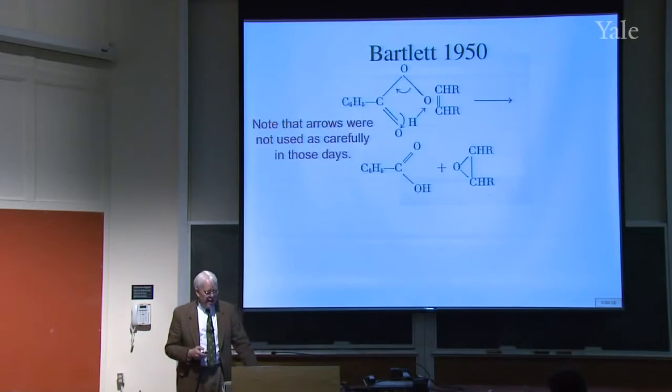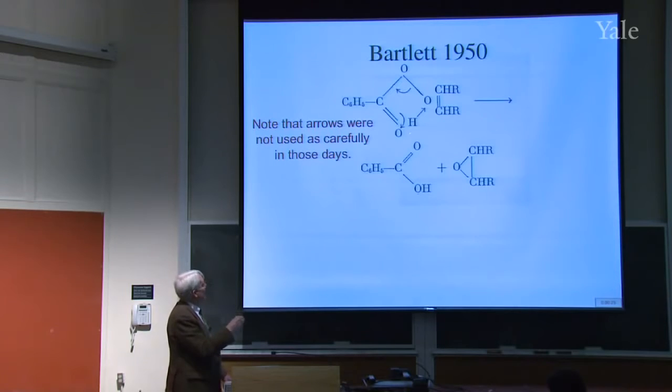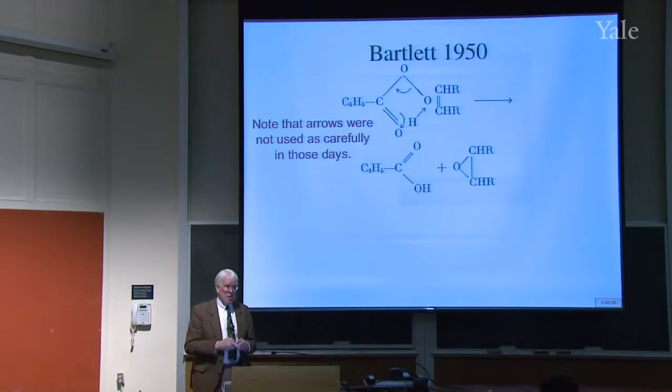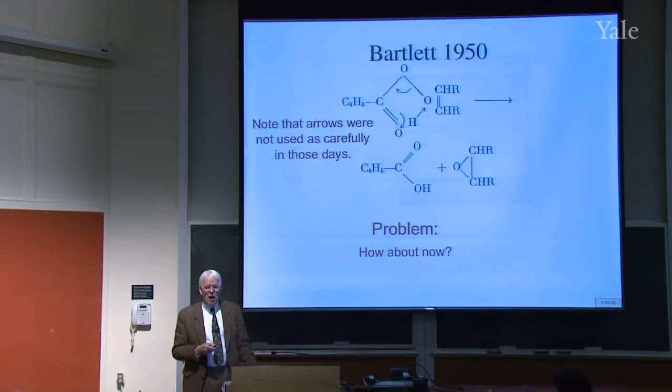But you'll notice that the arrows were not at all carefully drawn, and it's not clear what they mean. This hydrogen, in fact, started attached to this oxygen and has now moved over to this oxygen in the product. So I have no idea really what that arrow meant, okay? But that was old days, before people talked about orbitals and so on, 60 years ago. The problem is, how about now? How carefully do people draw such things now?